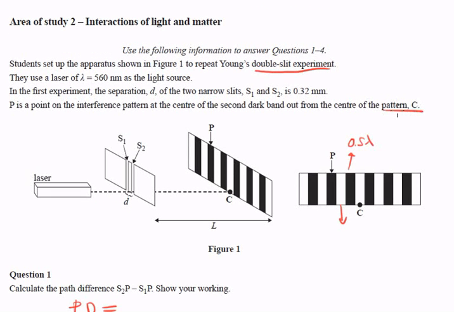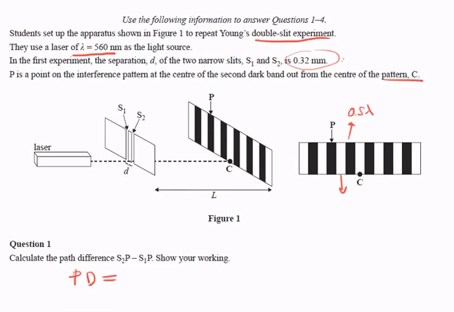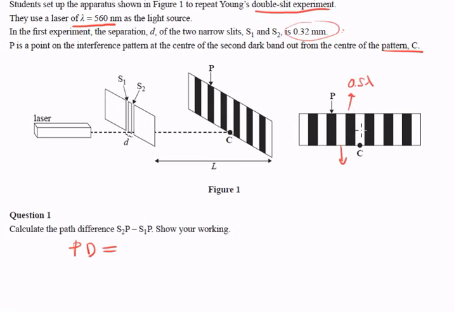We've got the centre of the pattern C. I'm just going to jump back here. We've got the wavelength lambda. They've given us the separation, but we don't need to use that. Counting out from the middle, half a wavelength. One wavelength to the next bright spot. 1.5 wavelengths path difference to point P.